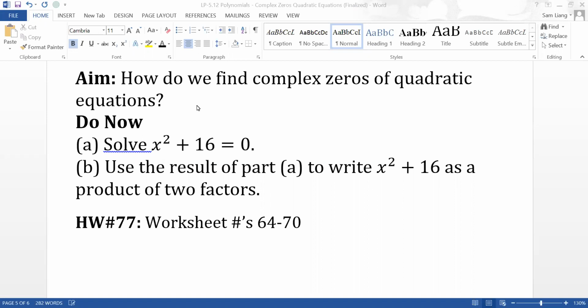Today we're going to talk about complex zeros. We're going to start off with complex zeros of quadratic equations, and then eventually we'll get to complex zeros of polynomials. So what you do now is to solve this equation, x squared plus 16 equals 0. And then for part B, I want you to write x squared plus 16 as a product of two factors. So that'll be like x minus the first zero that you get from part A times x minus the second zero that you get from part A.